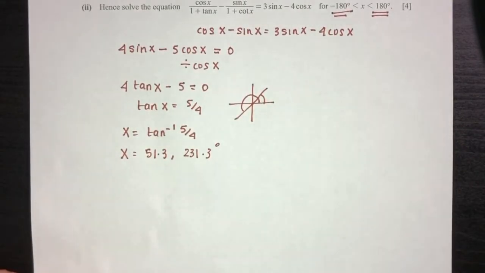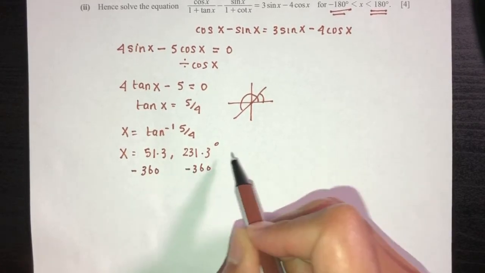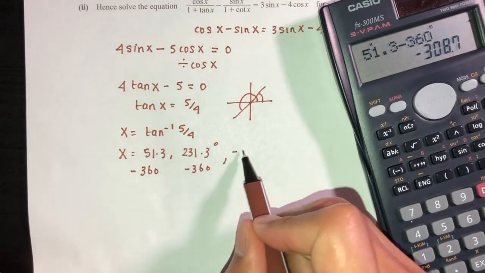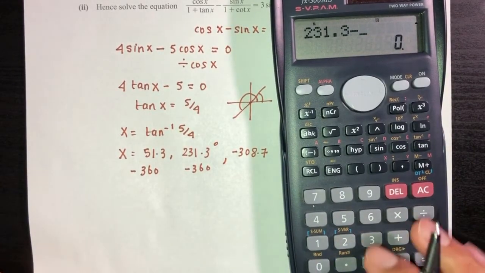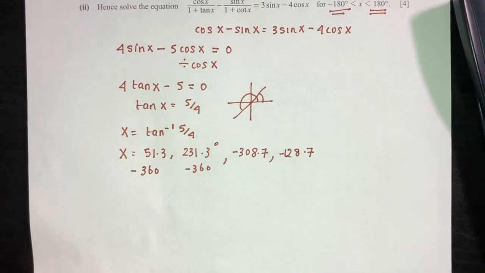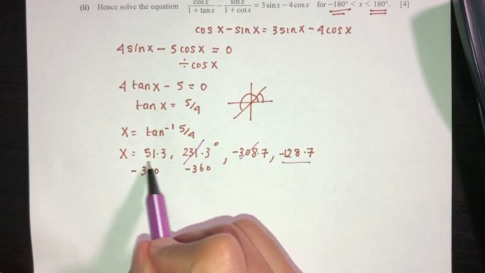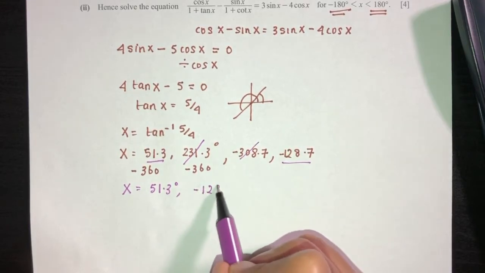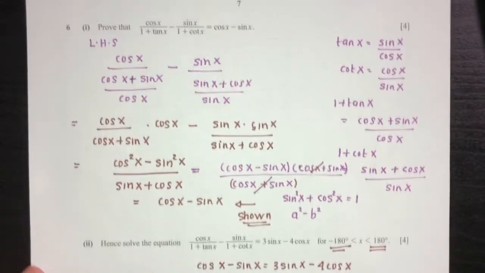So one thing we can do to find the negative values is subtract 360 from each of those values. Let's see what we get. 51.3 minus 360 will be minus 308.7. And for this one, 231.3 minus 360 will be minus 128.7. Now if you observe, these values are outside the range, so we only have these two values. So x is equal to 51.3 and minus 128.7. So these are the two values for x, and that is your question number 6.